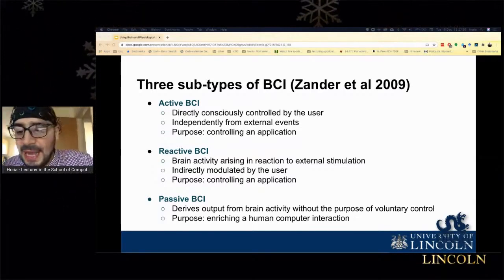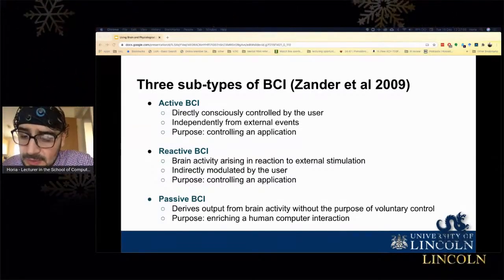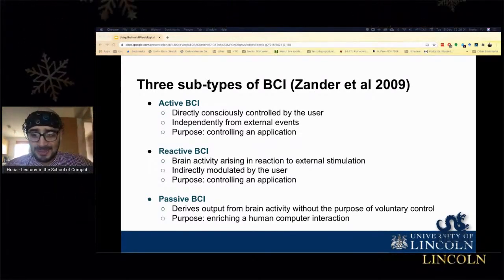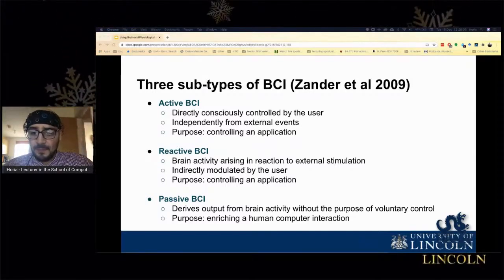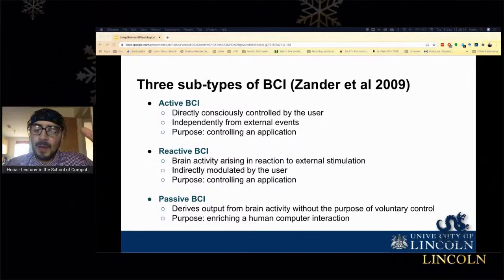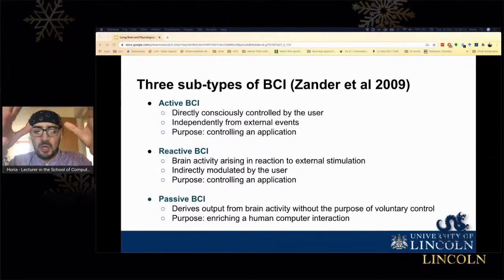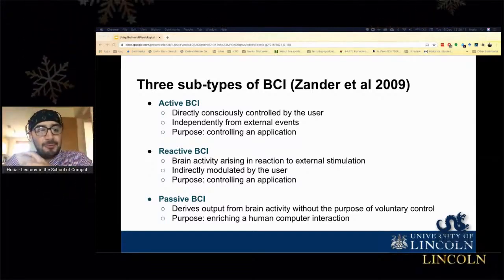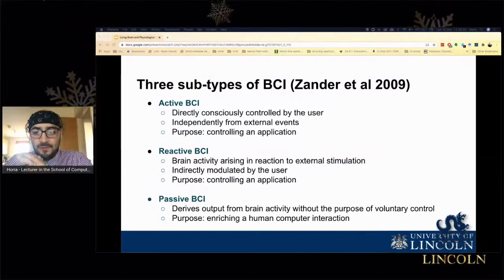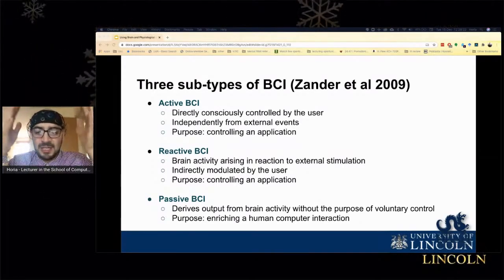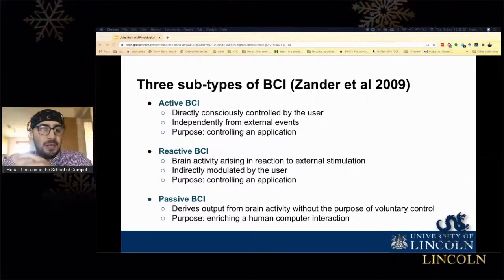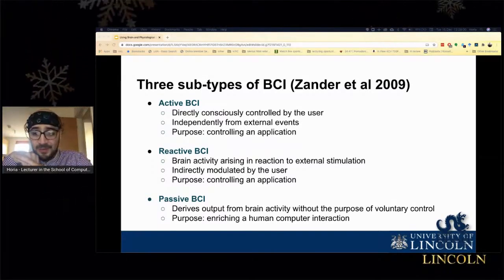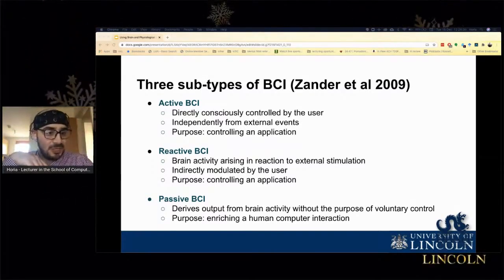We've got something called reactive BCI, and this is still focused on control, but a little bit different. When something happens outside, then some sort of indirect... How should I best explain this? The purpose is still controlling an application, but this is done indirectly of the user. The user wouldn't actively think in order to perform a change, but a change happens at certain points when, let's say, the user reaches certain thresholds.